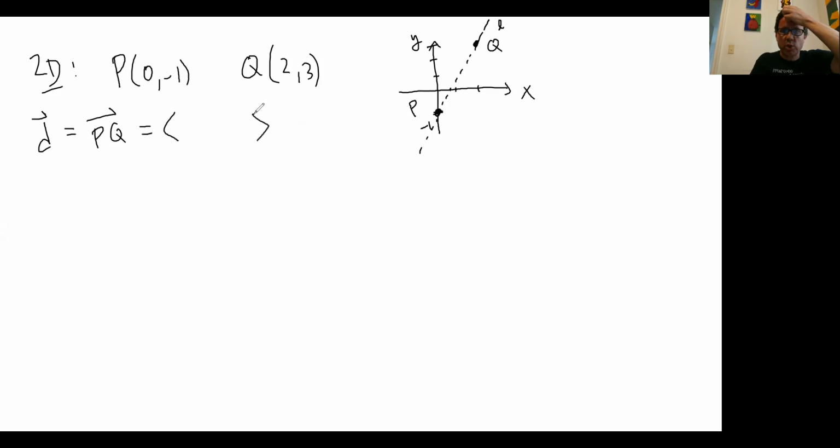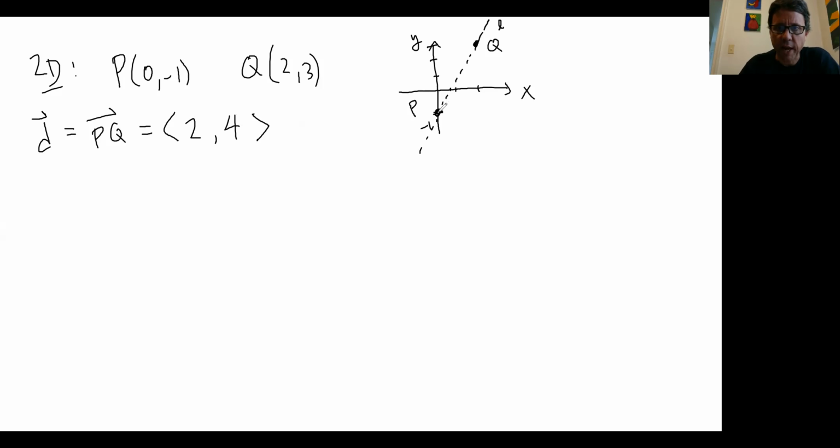So you look at what you have to do. What do I need to do to get from P to Q? Well, x has to go up by 2, and y has to go up by 4. So to go from 0 to 2, I have to go up by 2, and to go from negative 1 to 3, I have to go up by 4. And so that'll be the vector that points from P to Q.